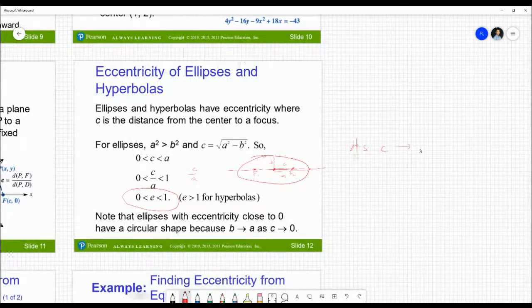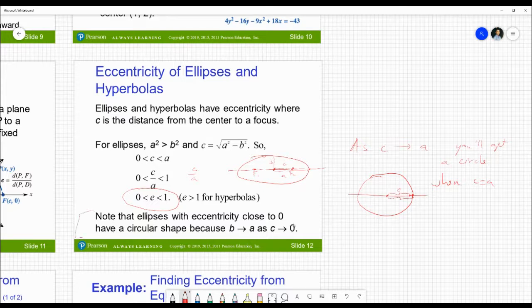As C approaches A, or as C gets larger and larger, what do we have? So here, let's have a better ellipse. For this one, the C value is very close. The C value is right here, whereas the A is from here to here. So as C approaches A, getting closer and closer, you get a circle. When C equals A, what you're going to get is a circle.